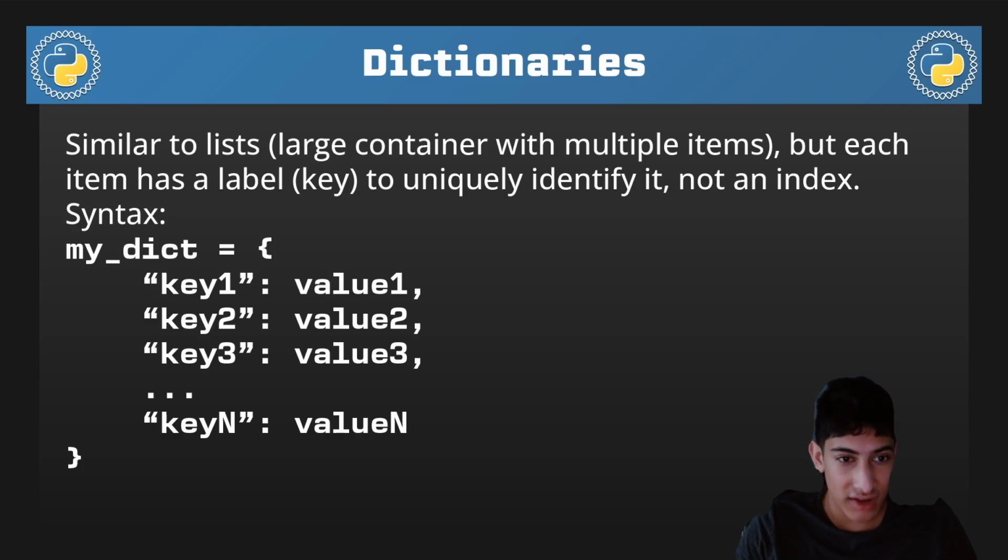And so the syntax for creating a dictionary is similar to a list, but instead of square brackets, you have curly braces. And before each value, you type in the name of a key to uniquely identify it in quotes, so it's a string, and then a colon after it, and then the value comes. So it's very similar, but it's also different in some ways.